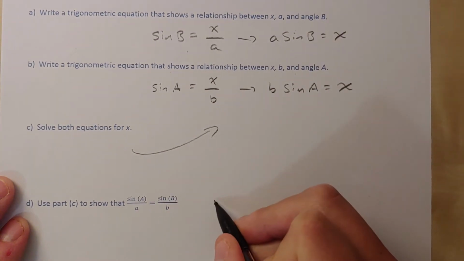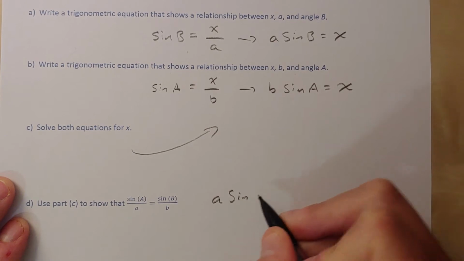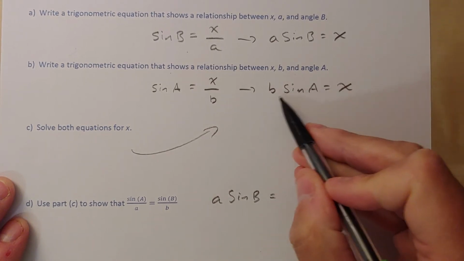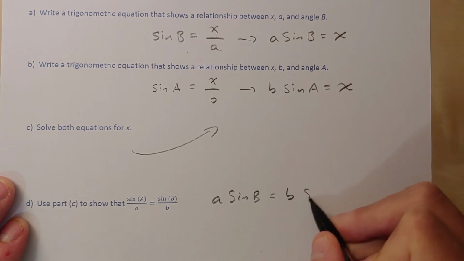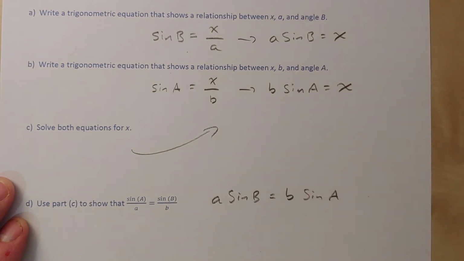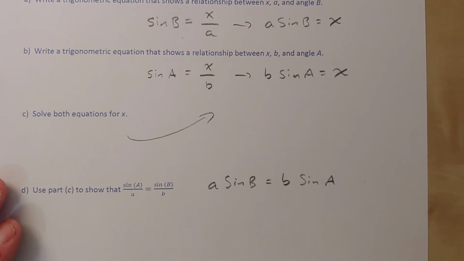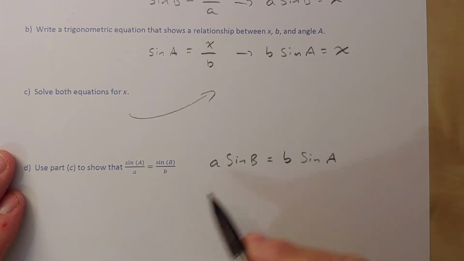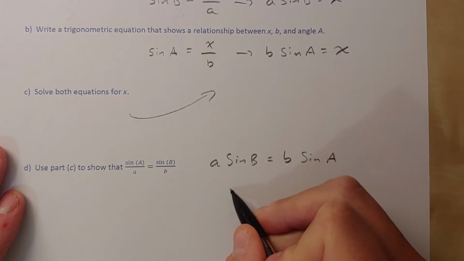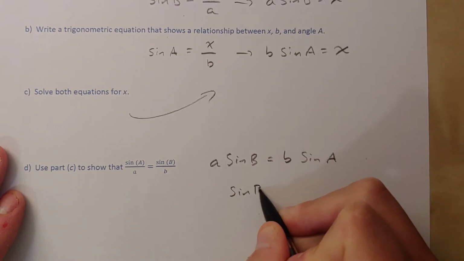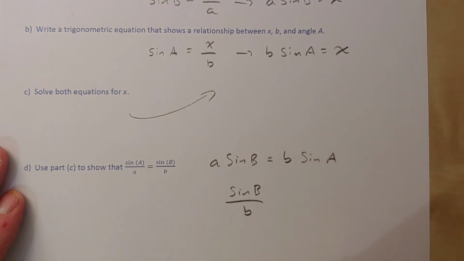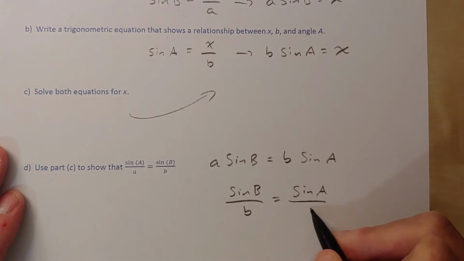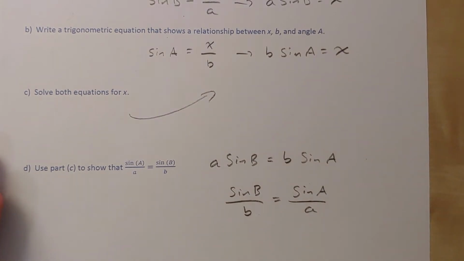If a times the sine of B is equal to x, and b times the sine of A is equal to x, then they must be equal to each other. And it's not hard to see that with a little algebra, I could divide both sides by a and divide both sides by b, and I would get that the sine of B over lowercase b is equal to the sine of angle A over lowercase a.